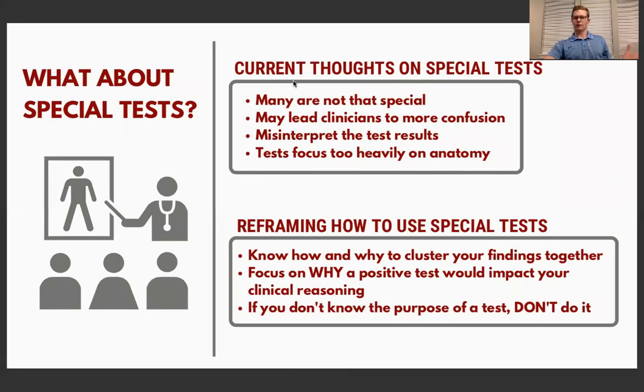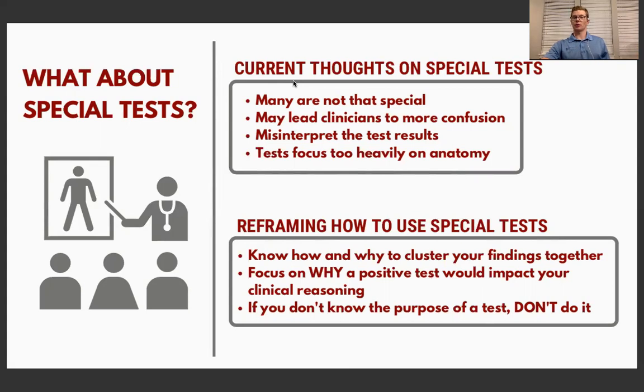Now, why the efficient exam? Well, let's start with special tests. A big part of a physical therapy examination is performing special tests to help rule in or rule out diagnoses. Now, the current thinking on these special tests is that many of them aren't that special. If you take the Hawkins-Kennedy test in the shoulder, for example, the positive likelihood ratio for that test is about 1.5 by itself, which is really not very good. So using that test is not going to give you hardly any information.